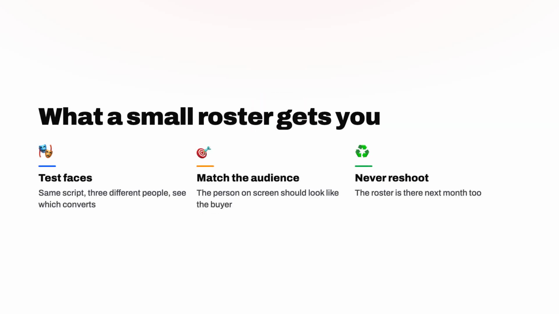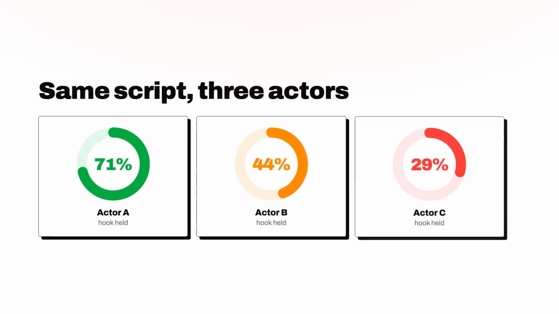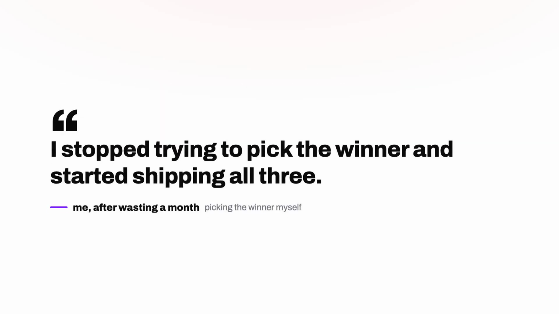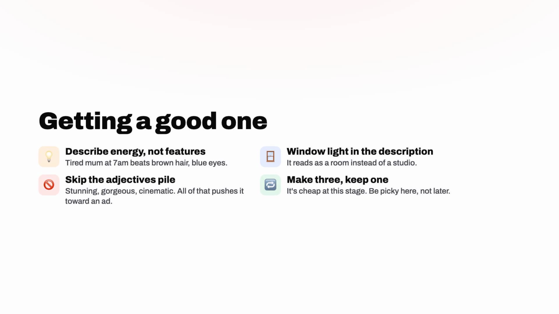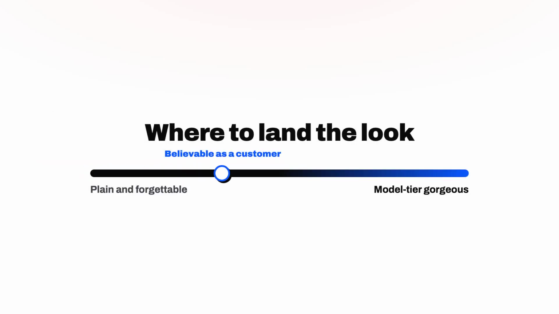And once you've got a few actors saved, you're basically running a little casting department, and casting genuinely moves numbers. Same script, different face, different result, which is the part people underrate. You can't know that in advance. You find out. Couple of practical notes on getting a good actor out of this. The dial you're aiming for sits closer to boring than beautiful. Sounds wrong, it isn't. Because the second someone looks like a model, it reads as an ad again. And we're back to square one.